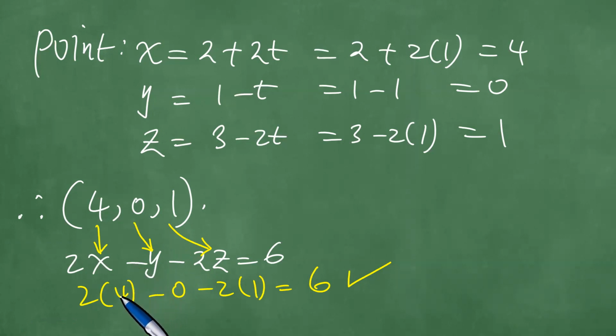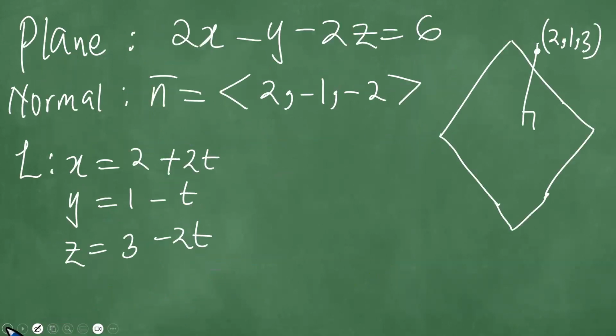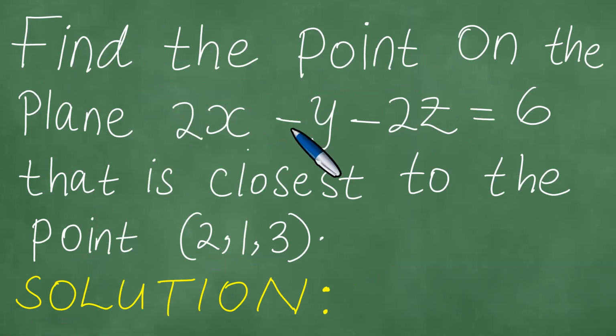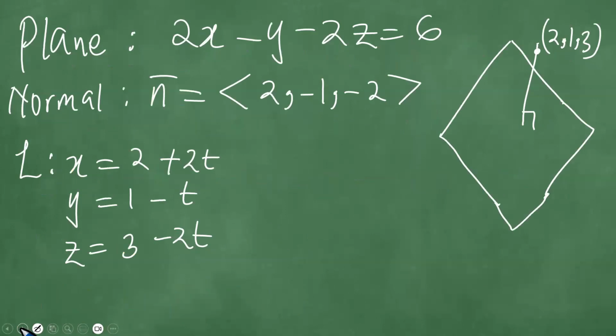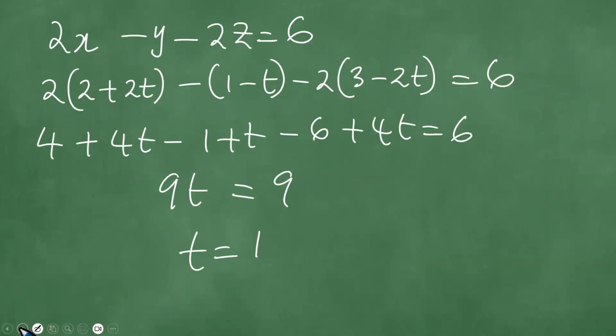Now, we had to answer this question that says we're to find the point on the plane, which we have already got. We've got the point on this plane, but it must be a point that is closest to (2, 1, 3). So in other words, the distance between this point and (2, 1, 3) must be the smallest possible distance. I want us to find that distance.